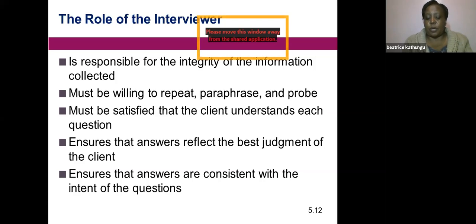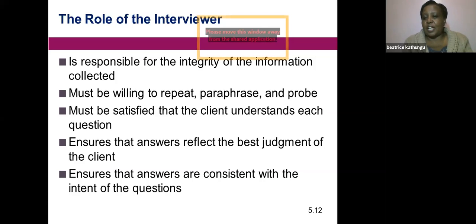In fact, there's a participant who asked about the ASSIST, whether you can translate into the language the client can understand. Yes, you can, because by so doing, you're going to protect the integrity of the information the client gives you, because you're going to ensure the client understands each question. So you have to be satisfied that the client has understood each question. You have to ensure that the answers reflect the best judgment of the client.